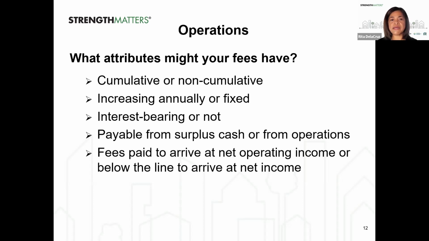Some fees are payable from surplus cash, but some are payable from operations. So fees that are payable from surplus cash, obviously you don't pay that until you know that there's surplus cash for that. The first item I said cumulative or non-cumulative, right? So the first item says you would accrue it, whether or not there's surplus cash. The last item I just mentioned is payable from surplus cash. So the ones that you accrued, you can either pay that from surplus cash or from operations. It depends on what your agreement says.